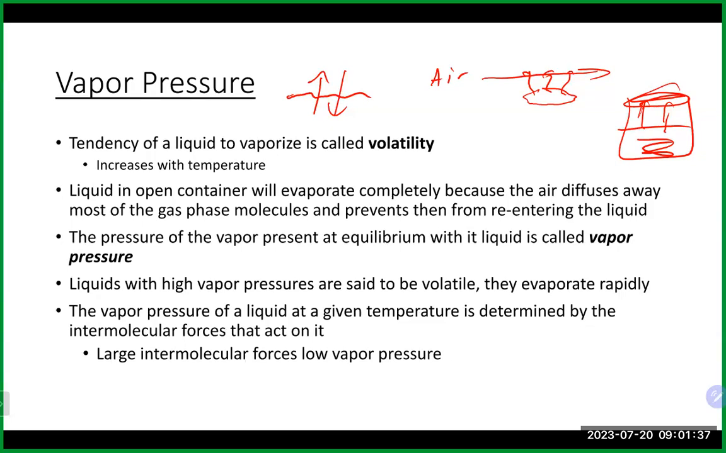The vapor pressure of a liquid at a given temperature is determined by the intermolecular forces. Again, the larger the intermolecular force, the lower the vapor pressure, because they're going to stay together, interacting and locked into place. Not a lot of them are going to escape the liquid and get into the gas phase.